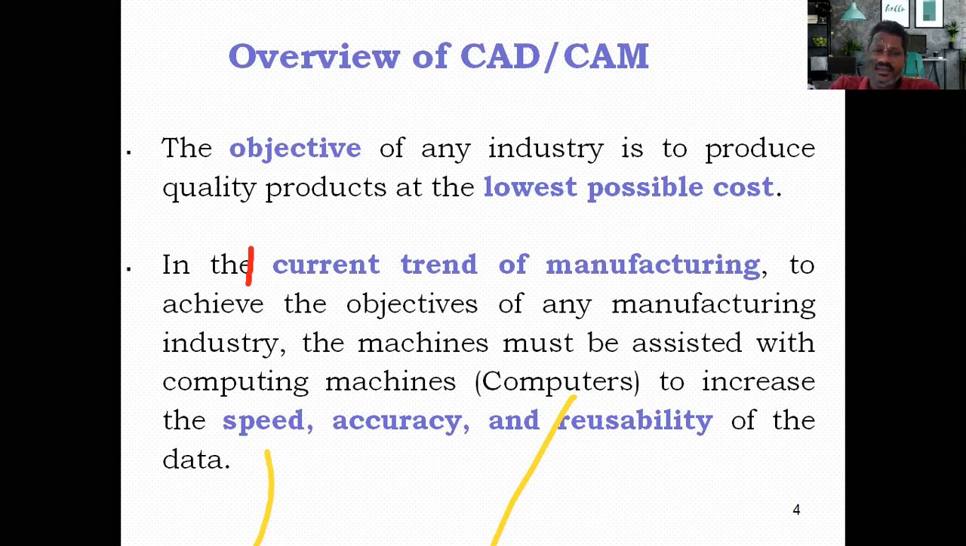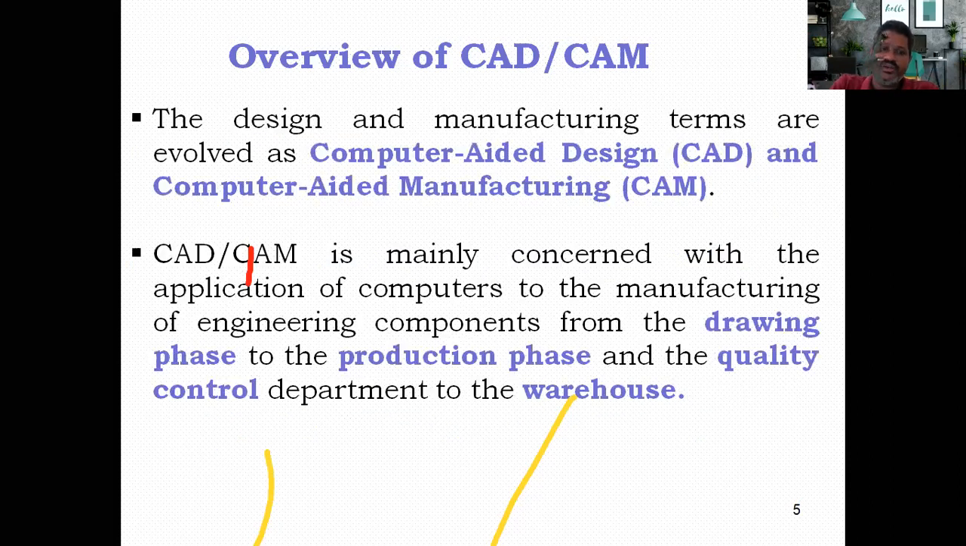My intention here is that it is necessary to use computing machines in the activities of the manufacturing industry, right from the design stage to the manufacturing stage. That means to reduce the cost of the product and achieve the objective of the industry, if it is a manufacturing industry, you must use computers or computing machines. Then only you can achieve your objective. That is the meaning of this point. Now let me move further.